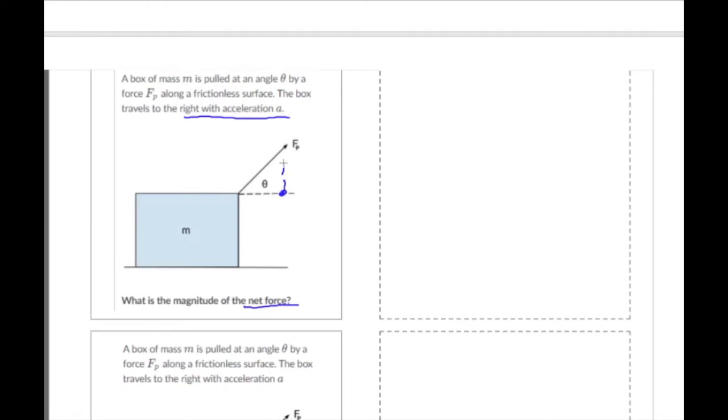We notice that applied force in the y points up right here. We notice that applied force in the x is going to point to the right. We have force gravity pointing down, and then also force normal pointing up because it's on a surface. There's no friction, so we don't have any leftward force. Since it's accelerating to the right, that means we're experiencing an unbalanced force in the x direction. And we know that for the x, given our coordinate system over here, to the right is positive.